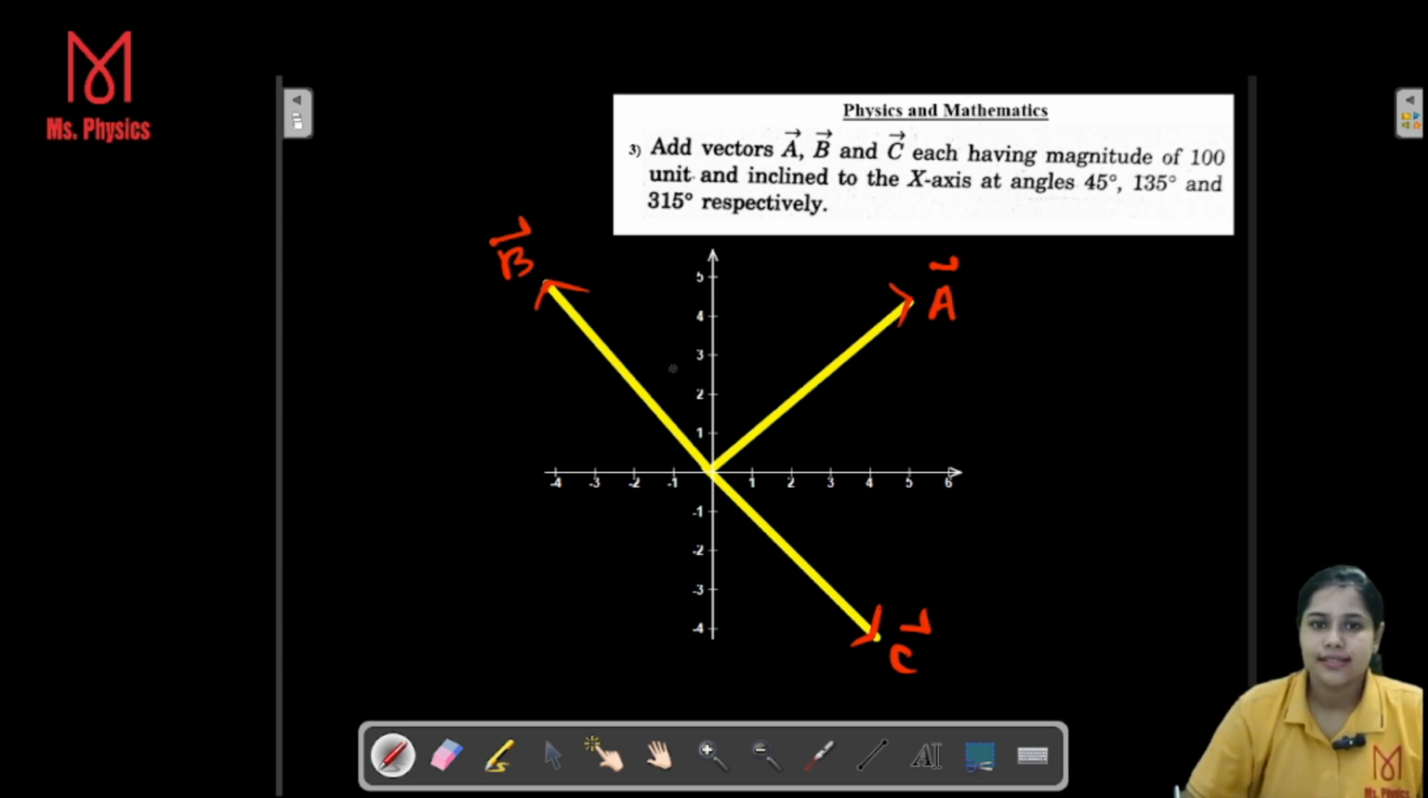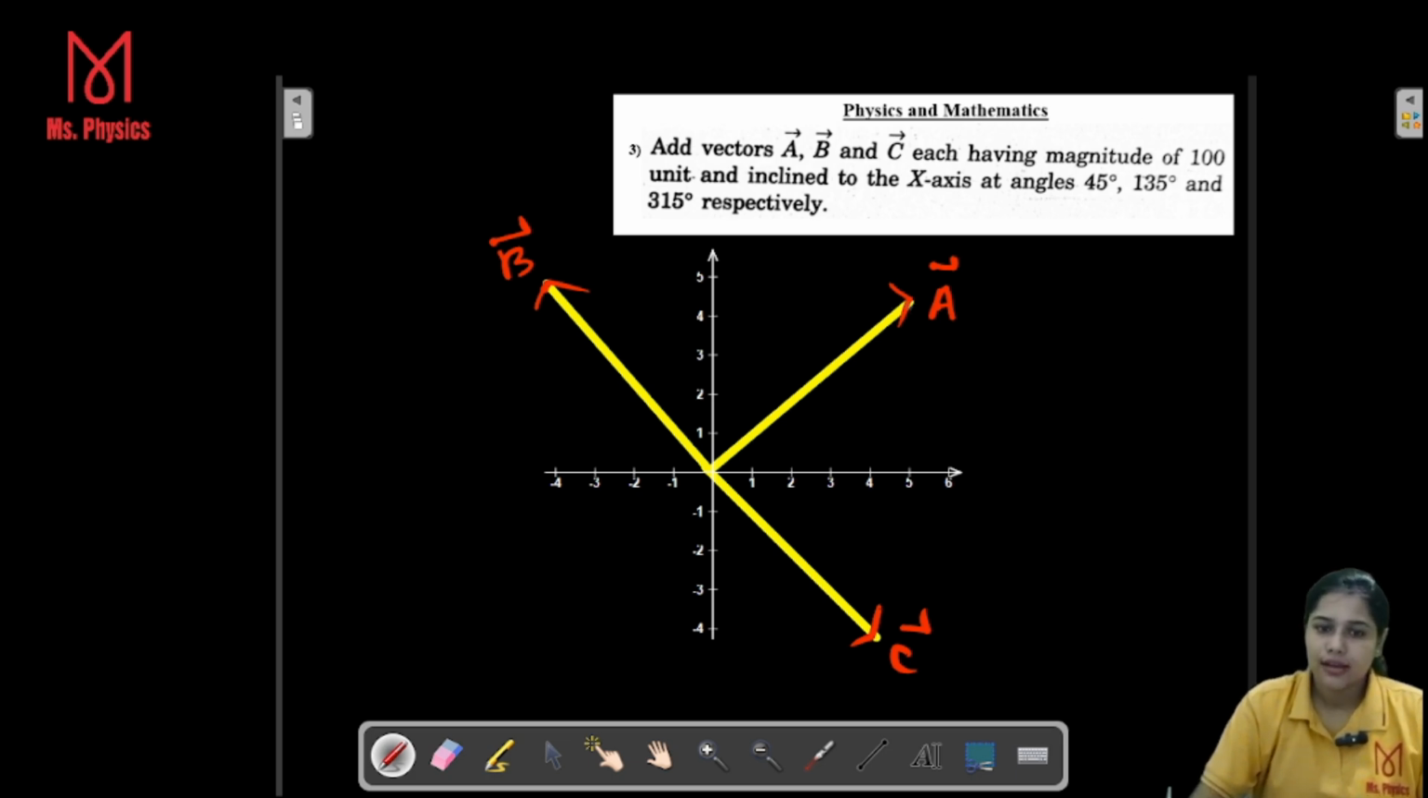So students, here is the third numerical. You have to read aloud. Add vectors A, B and C, each having magnitude of 100 unit and inclined to the x-axis at angles 45 degree, 135 degree, 315 degree respectively. Now you have to find the resultant of these vectors. So see how to do it.